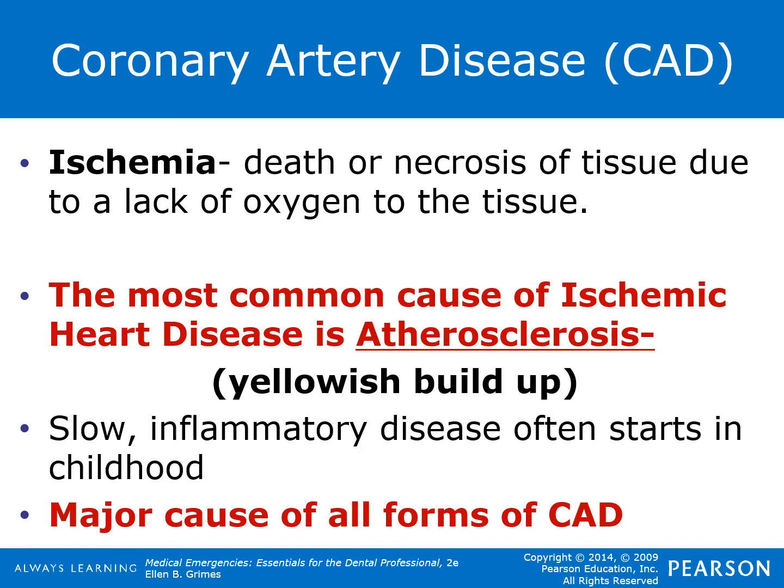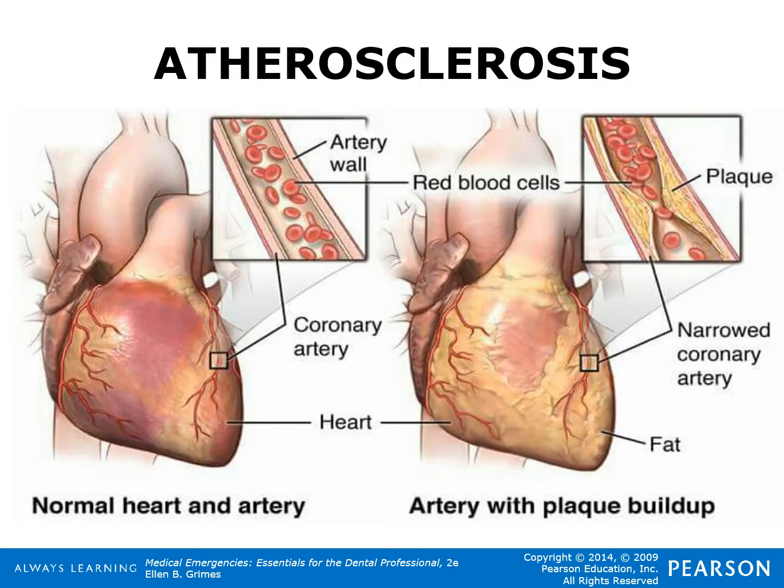The most common cause of ischemic heart disease is atherosclerosis, when you already have the yellow plaques and buildup of cholesterol that are already building up in the arteries. So it's a slow inflammatory disease, and it often even starts in childhood. Major cause of all forms of coronary artery disease is atherosclerosis or ischemic heart disease. Here's two pictures which help with remembering all of this.